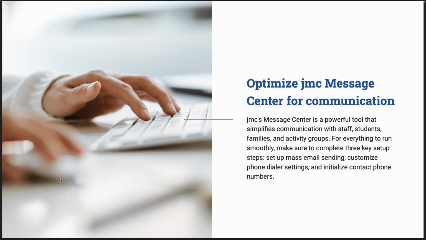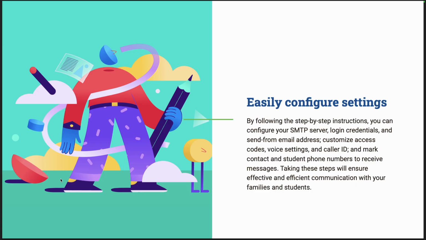JMC's Message Center is a powerful tool that simplifies communication with staff, students, families, and activity groups. For everything to run smoothly, make sure to complete 3 key setup steps: set up mass email sending, customize phone dialer settings, and initialize contact phone numbers. By following the step-by-step instructions, you can configure your SMTP server, login credentials, and send from email address, customize access codes, voice settings, and caller ID, and mark contact and student phone numbers to receive messages. Taking these steps will ensure effective and efficient communication with your families and students.